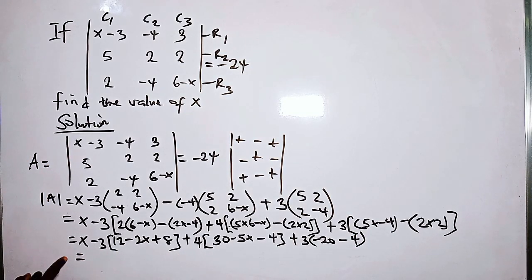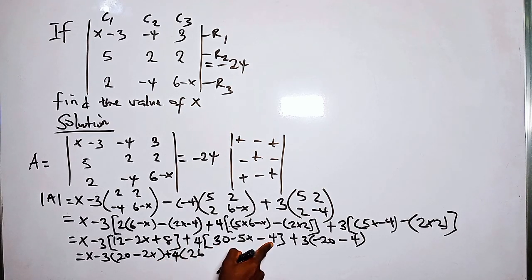When we work further, we have x minus 3, so here we have 12 plus 8 is 20 minus 2x, plus, and then the second bracket, we have 30 minus 4, so we have 26. Do not forget we have our 4 here, so with this addition, we have our 4 here.